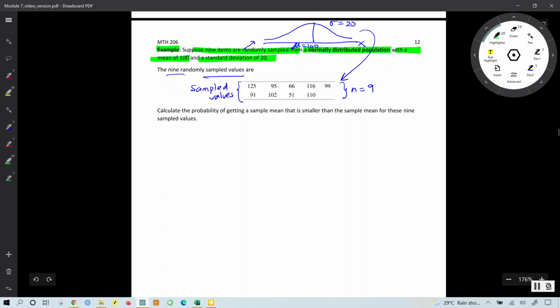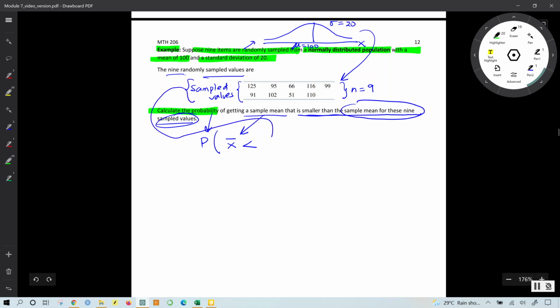What does this question require? We have to calculate the probability, I'm going to write that as P, of getting a sample mean that is smaller than the sample mean for these 9 sampled values. So we have to calculate the probability of getting a sample mean that is smaller than, less than, the sample mean of these 9 sampled values. So what is the sample mean of these 9 sampled values? Let me write this clearly.